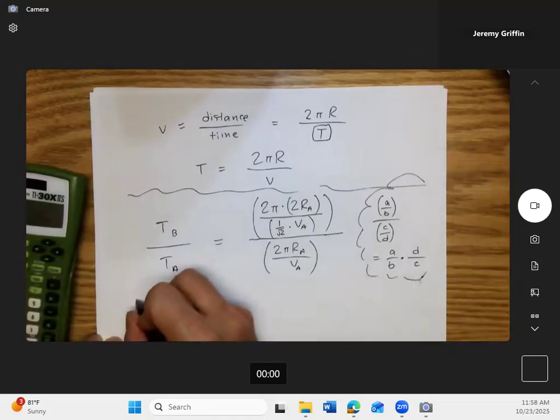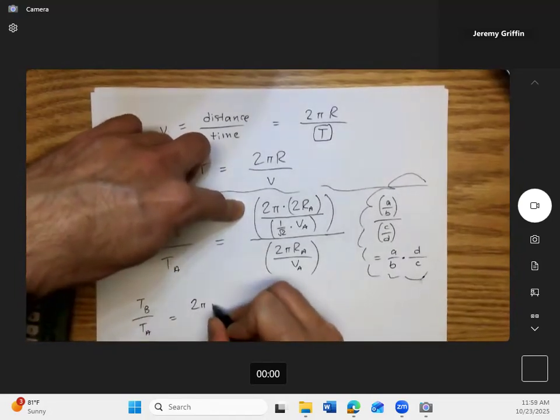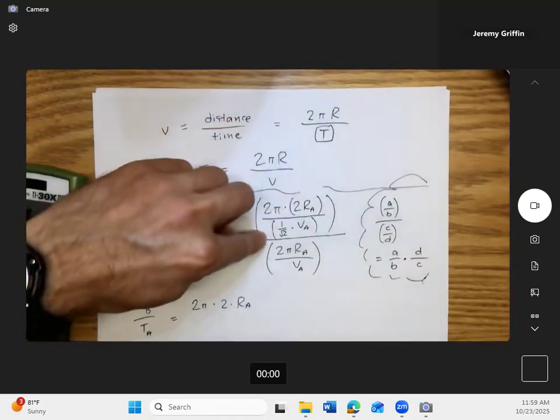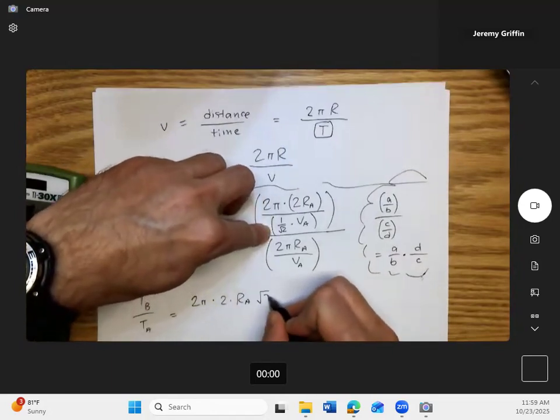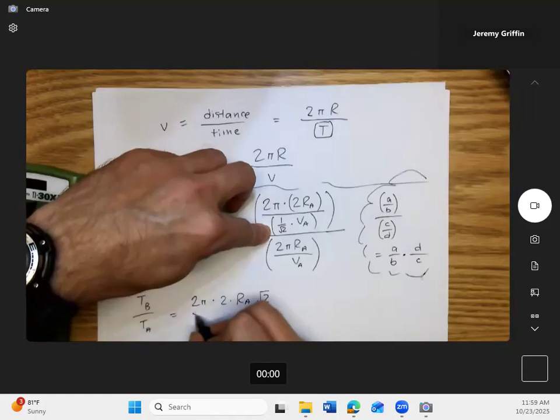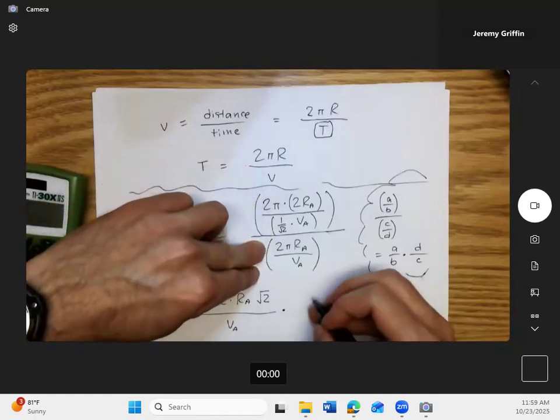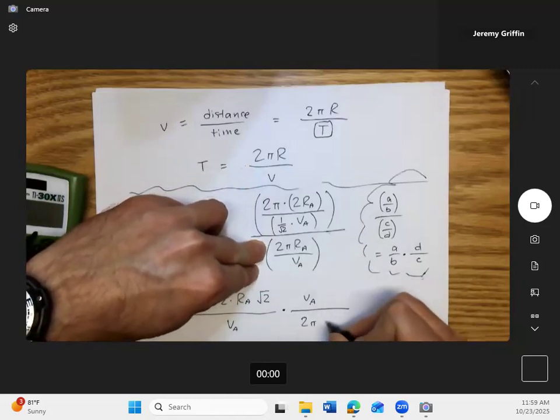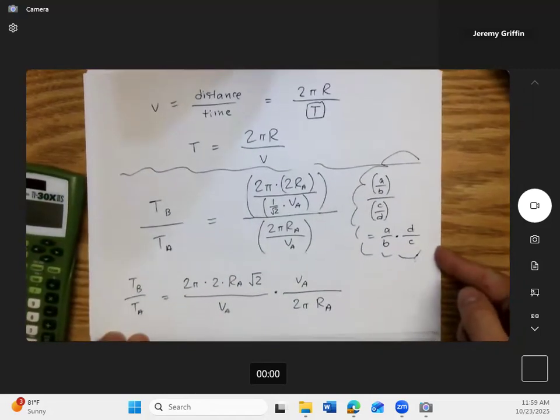Here, I'll do that first before I start slashing. TV over TA is okay. So I got a 2 pi, I got another 2, I got radius A. Guys, 1 over the root 2, can I actually just bring that up to the top as the square root of 2? Is that okay? And then I still have a VA down here. And then times, and then down here, I'm going to flip and multiply this one. Got VA, comes up on top. And then there's a 2 pi and a radius A. So I just do a little shuffle with arithmetic.